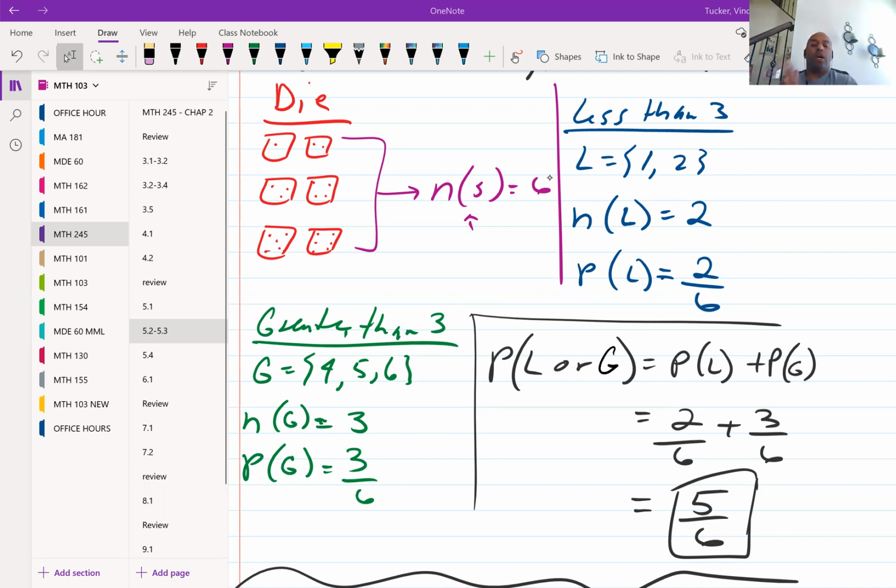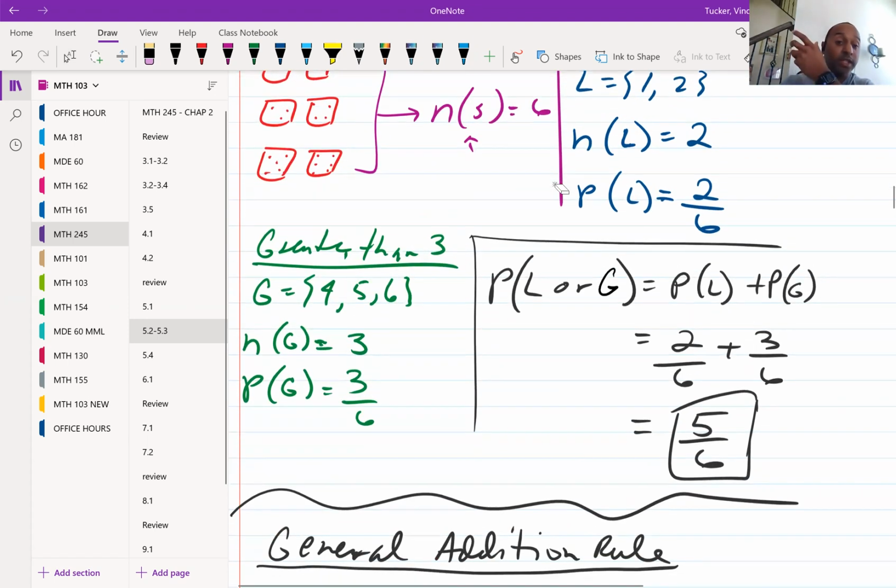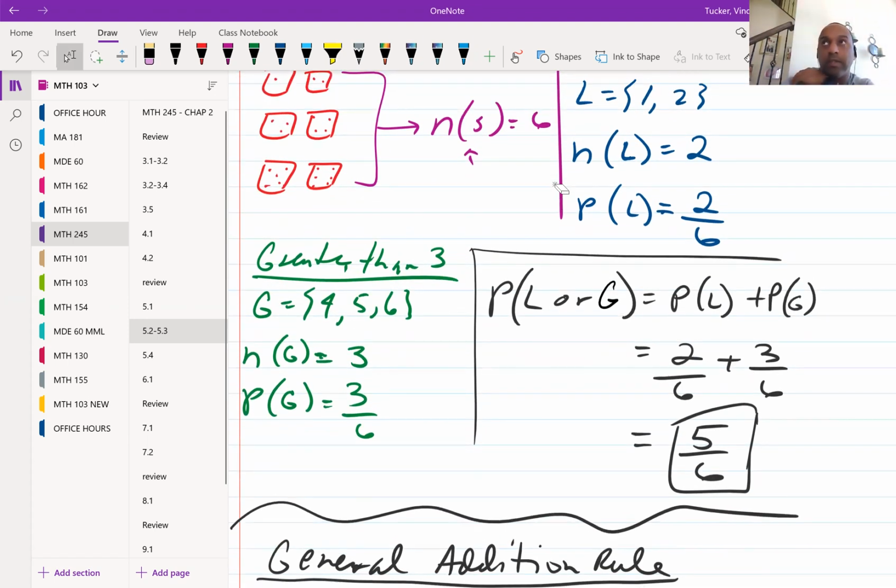So next class, we'll get into the general addition rule when we don't have mutually exclusive events. There's one extra piece we have to consider when we go to do our probabilities, if they have something in common. And we'll go from there. So we'll pick up right here next class. Any questions before we close out?